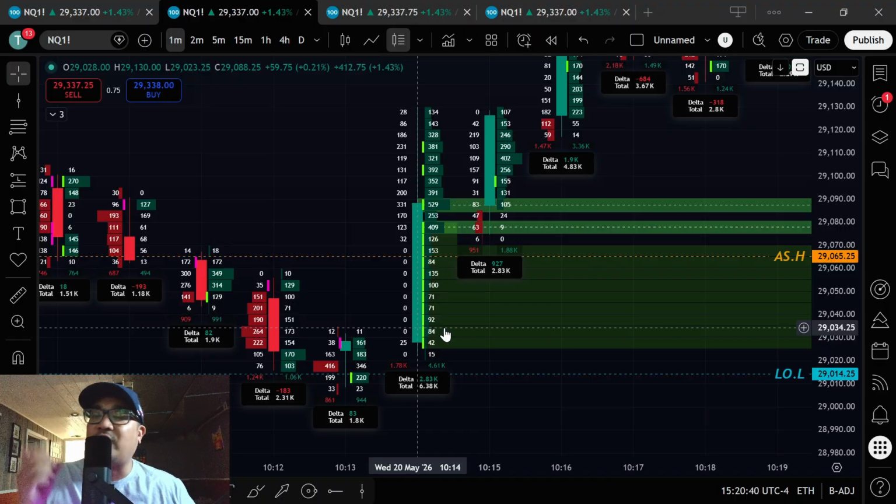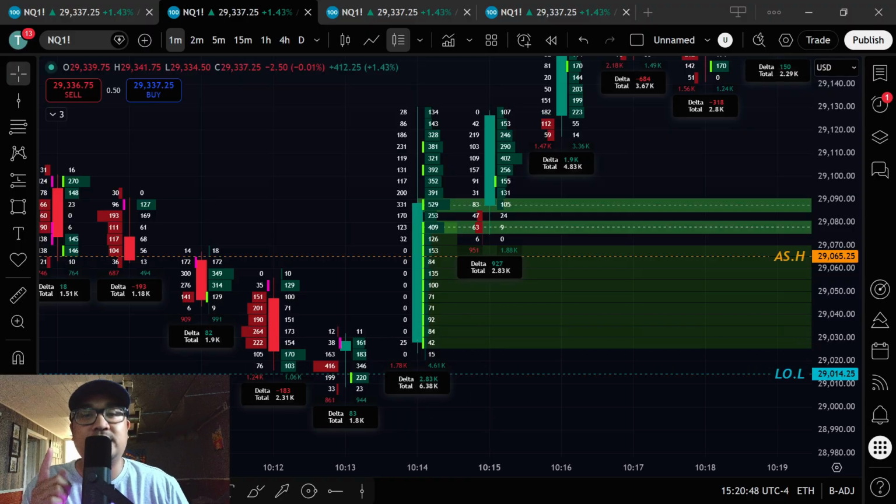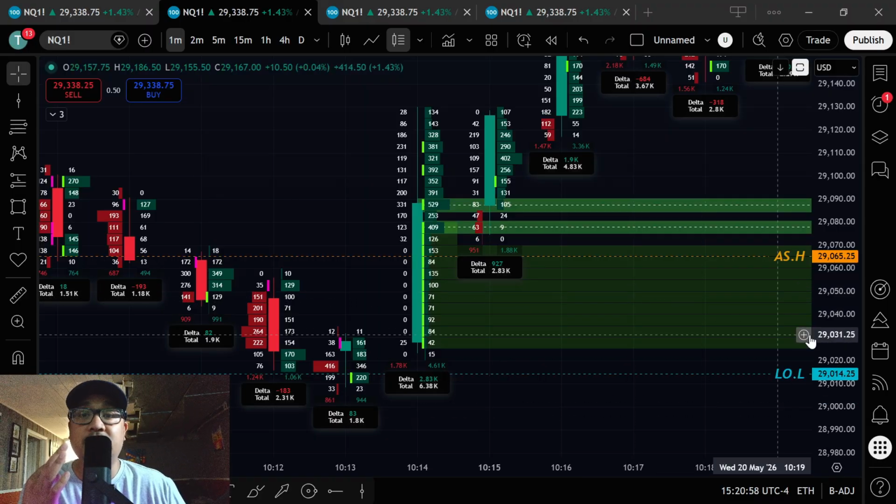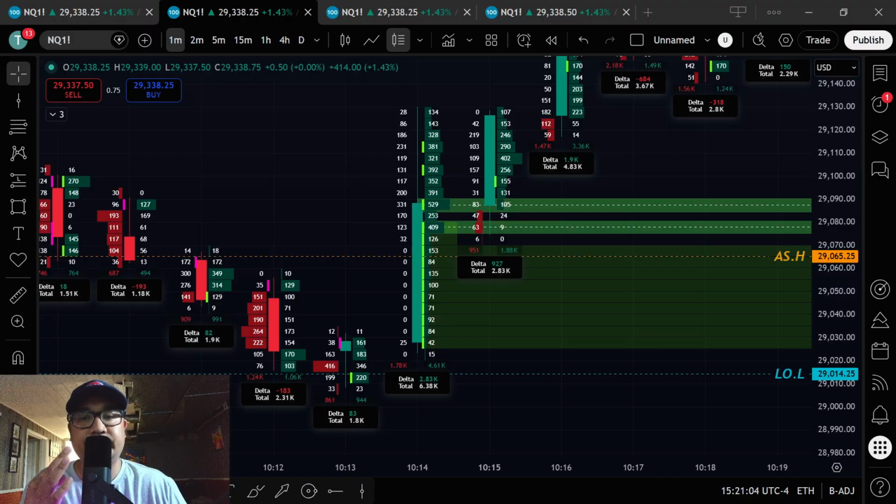It's built around just three simple things, guys: absorption, aggression, and a delta flip. That's all you've got to know. Just think that in your head: absorption, aggression, and delta flip. These three together help me read real participation, real market intent, and high probability continuation moves and pivots in the market.